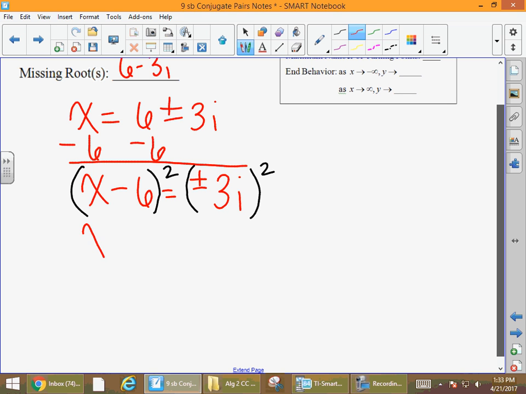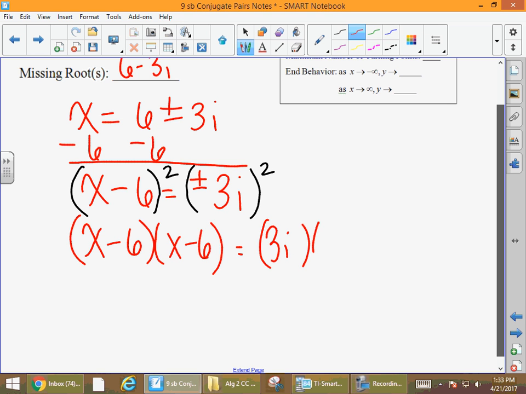So over here, remember, squared means times itself. And we cancel out the plus or minus, and we still have it multiplied by itself. And now we have it in a format to get our polynomial eventually into standard form. We're going to have to FOIL the left side.